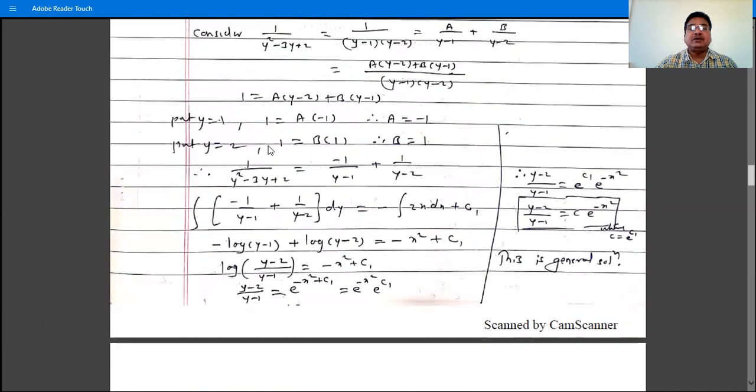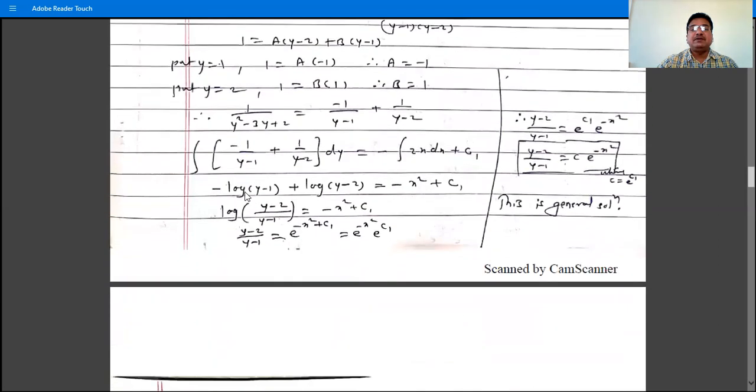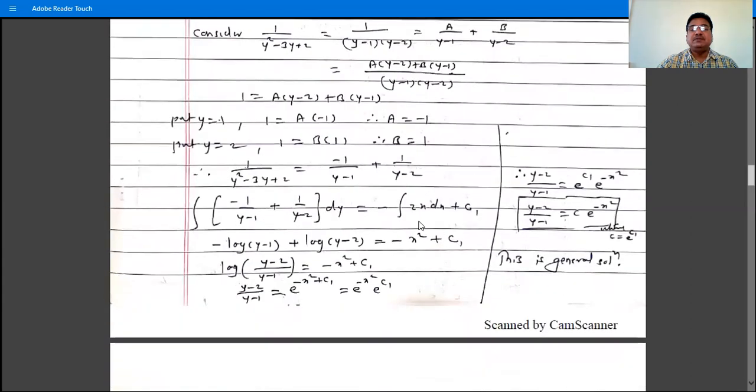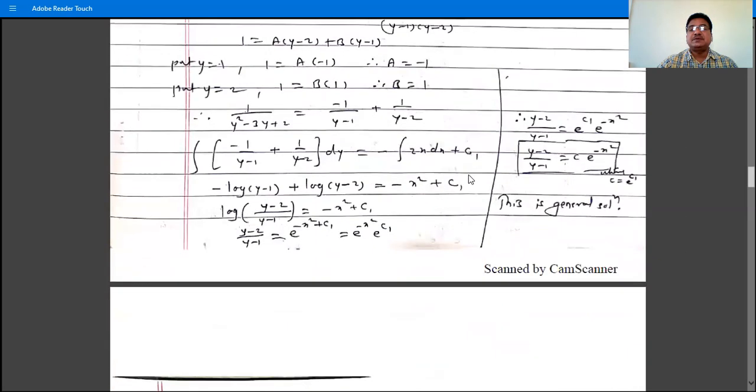And therefore the partial fractions of 1 divided by y square minus 3y plus 2 are what? A is minus 1, so minus 1 by y minus 1 plus B is 1, so 1 by y minus 2. So these are the partial fractions of this quantity. Substitute the value of this quantity here at this place. We have integration of (minus 1 by y minus 1 plus 1 by y minus 2) dy is equal to integration of minus 2x dx plus C1.